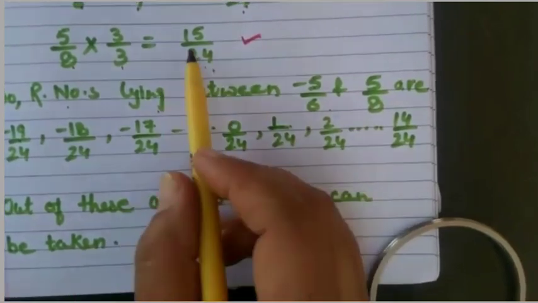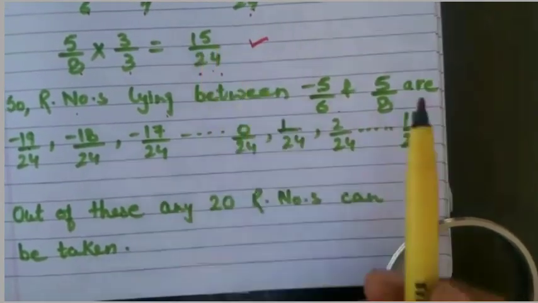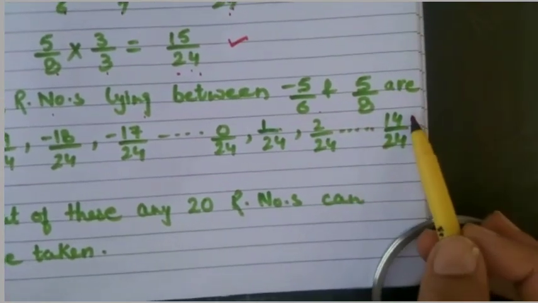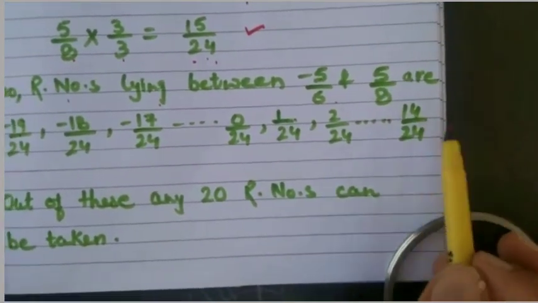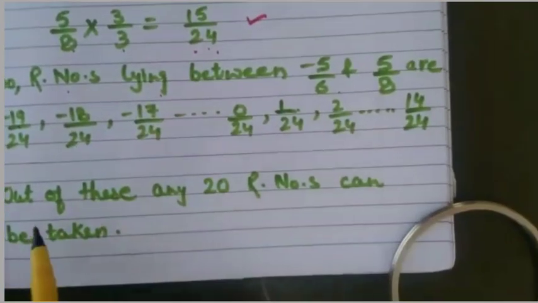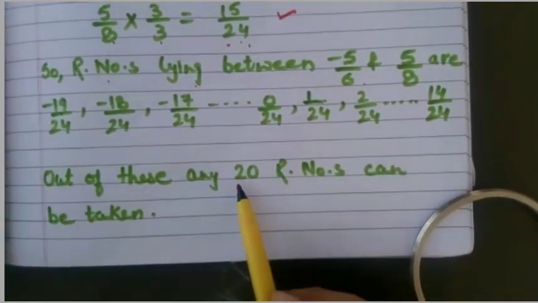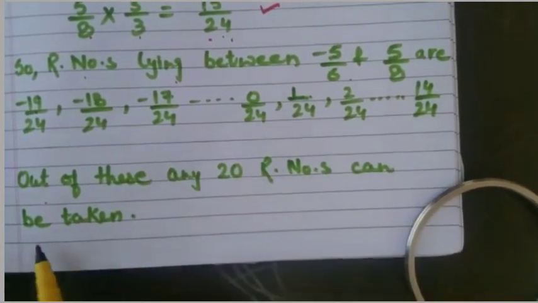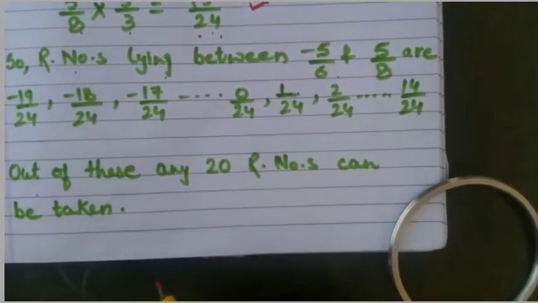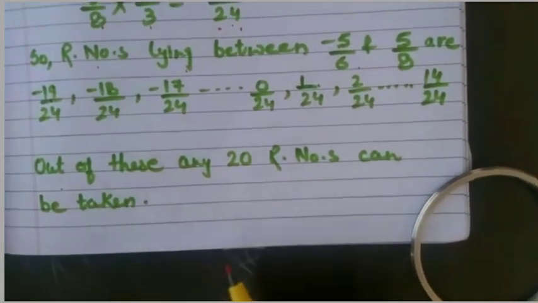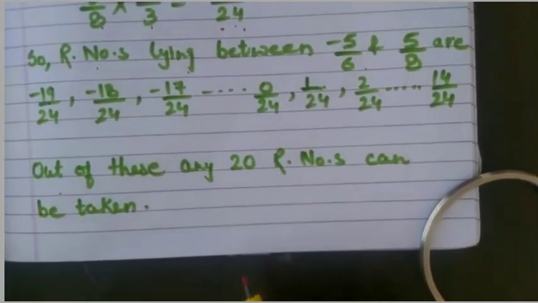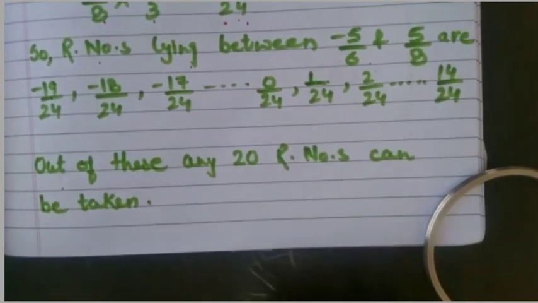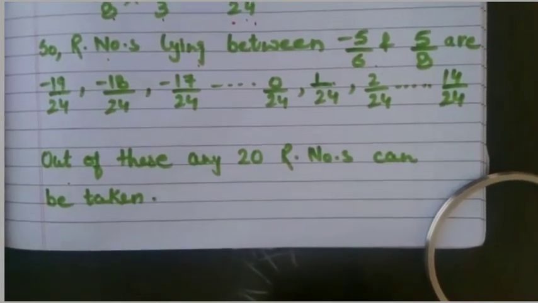Now here you can move till plus 15. So 1 upon 24, 2 upon 24 till 14 upon 24. So these are so many rational numbers, but you only have to write 20 rational numbers. Out of these, any 20 rational numbers can be taken for your answer. So children, these were the two methods for finding one or two or some more rational numbers between any two given rational numbers.